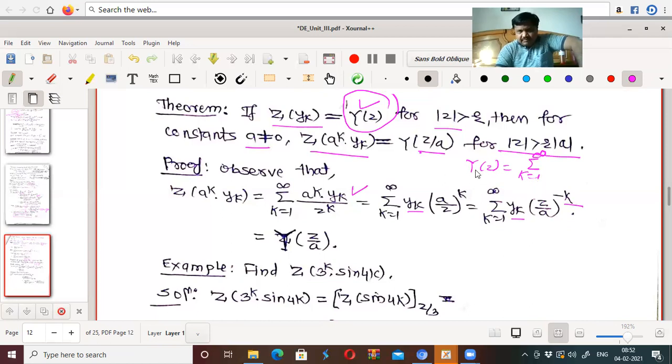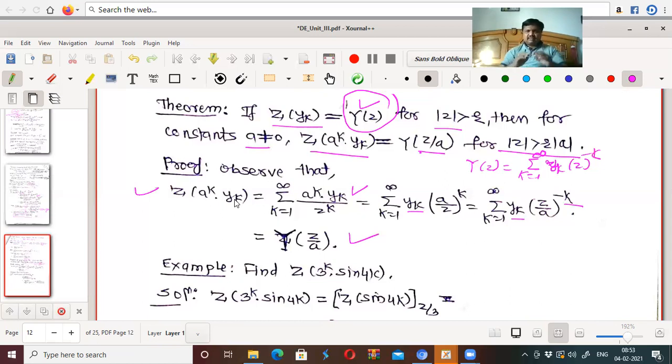If capital Y of z equals summation from k equal to 1 to infinity of yk into z to the power minus k, which is what we have taken here, then capital Y of z by a becomes summation from k equal to 1 to infinity yk into z by a to the power minus k, and therefore it is capital Y of z by a. Proof is very simple.